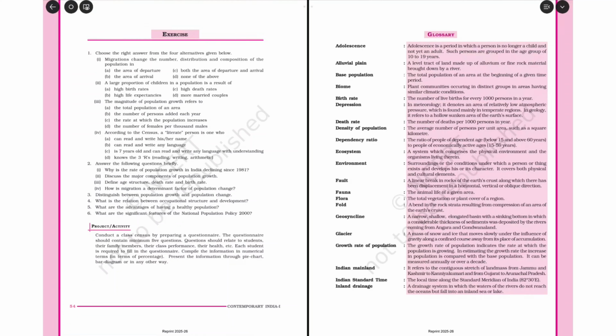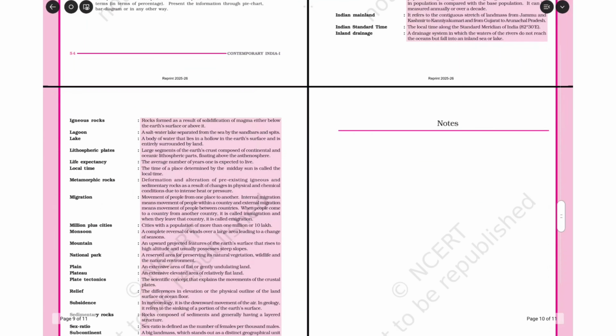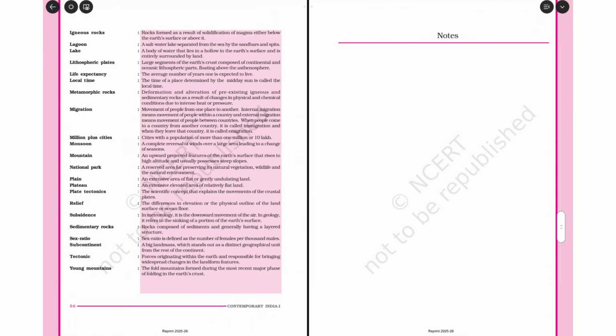Lake: a body of water that lies in a hollow in the Earth's surface and is entirely surrounded by land. Lagoon: a saltwater lake separated from the sea by sandbars and spits. Monsoon: a complete reversal of winds over a large area leading to a change of seasons. These terms describe the resources and the limitations of the physical world. Flora and fauna, the plants and animals, are the biological baseline. An ecosystem is the interactive neighborhood where the physical landscape meets that biology. I find the distinction in the definition of environment fascinating.